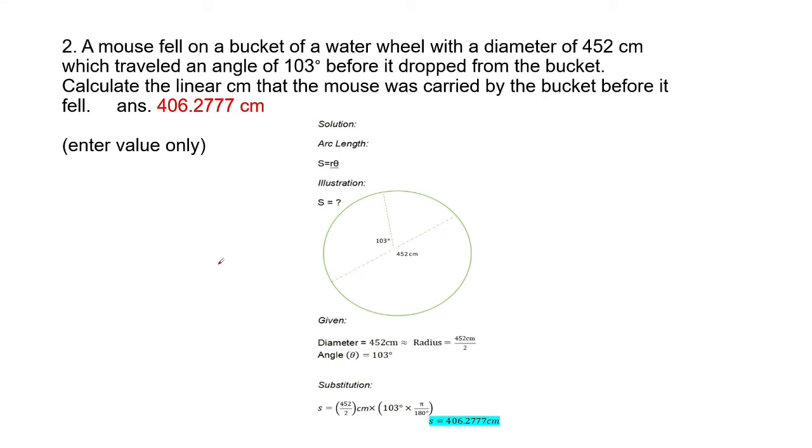So for this problem, we need an illustration. So this is the illustration. This is the water wheel. It has a diameter of 452 centimeters and it has an angle of 103 degrees, which the mouse fell on a bucket of the water wheel, and this is the angle which the mouse traveled. So the formula for this problem is the arc length. So this is the arc length.